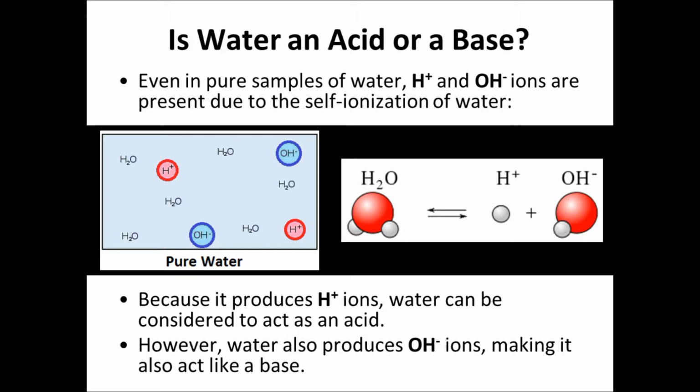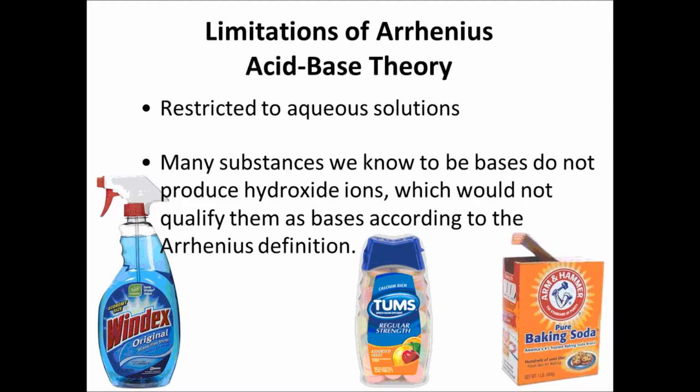Because water makes hydrogen ions in solution, it's considered to act as an acid by the Arrhenius definition, but it also makes hydroxide ions, which means it also acts like a base. In actuality, water is chemically neutral, but in certain circumstances, depending on what it is that it's mixed with, it can act as an acid or as a base, and we'll talk about that with one of the next theories.